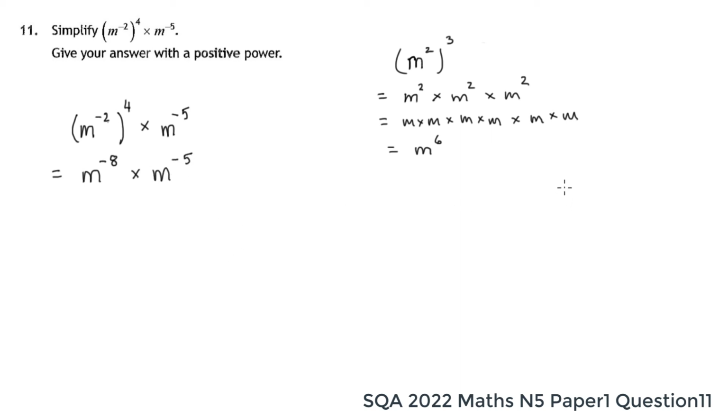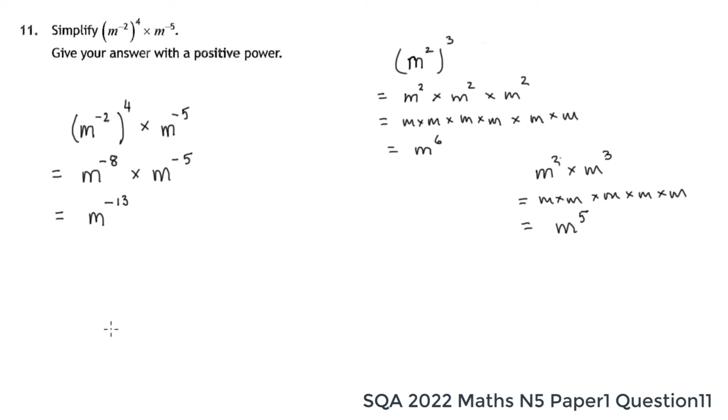Now multiplying two powers, suppose we had m squared times m cubed, and a couple of m's, and there's 3 m's multiplied. Counting them all up, we get m to the power 5. So what have we done to these two indices? We've added them. So in this case, we add these indices. Negative 8 plus negative 5 is negative 13.